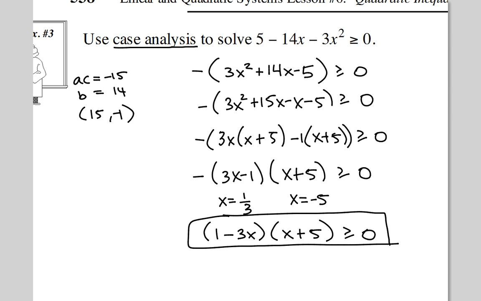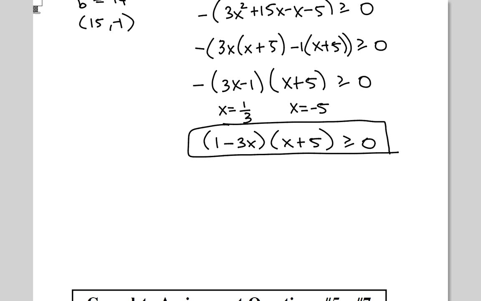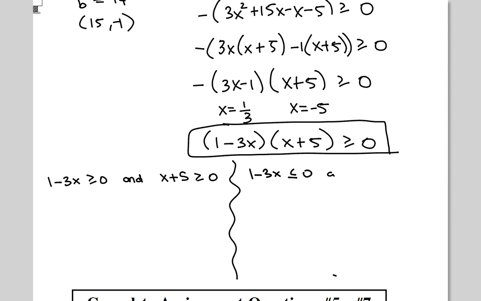So all we've done is factored. And now basically all we're doing is some integer rules. So it's like something times something is going to be positive. So how do you get a positive through multiplication? So 1 minus 3x greater equals 0. And simultaneously, x plus 5 would have to be greater equals 0. Do you agree with that? Or 1 minus 3x would be less or equals 0, and simultaneously x plus 5 would be less or equals 0.